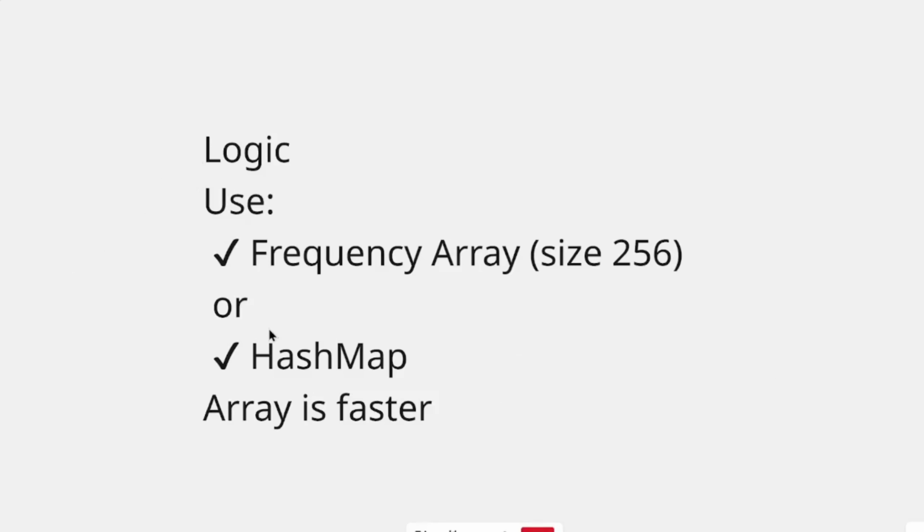Let's see the logic here. We use a frequency array whose size is 256, as I have already told, for ASCII characters. We can use either a hash map or an array. If it's an array, the size is 256 for ASCII characters, and an array is faster and easier. So we will use an array.